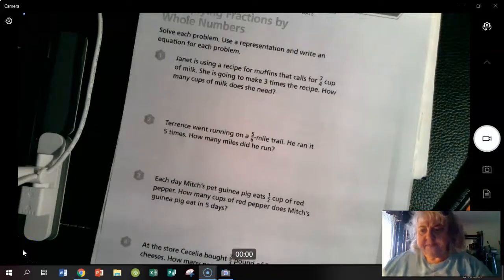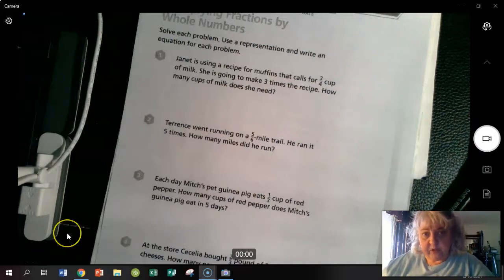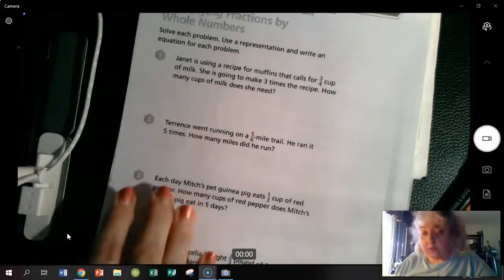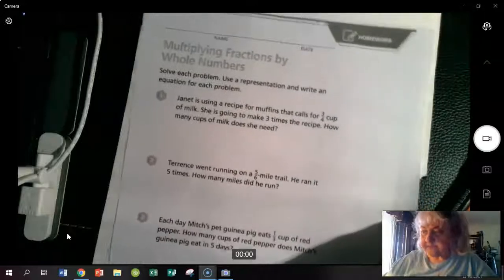Hey, fifth graders. Yesterday you started working on multiplying fractions, and today I want to make sure that you have some more practice in doing it. And we're going to do a page together. So I want you to make sure that you have page 424 from your student activity book. You can just pull out your page if you'd like. I did.